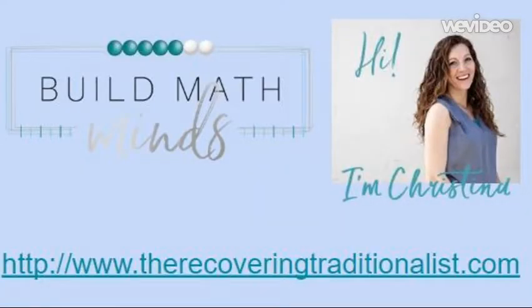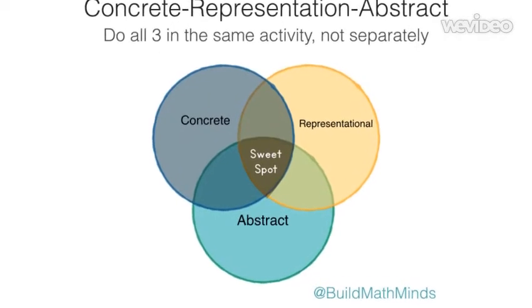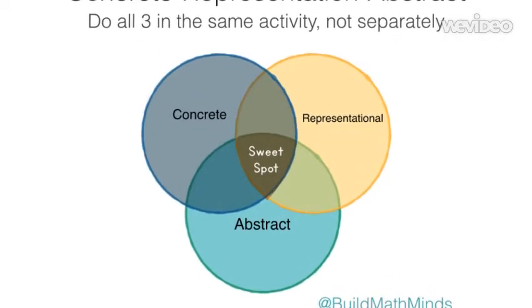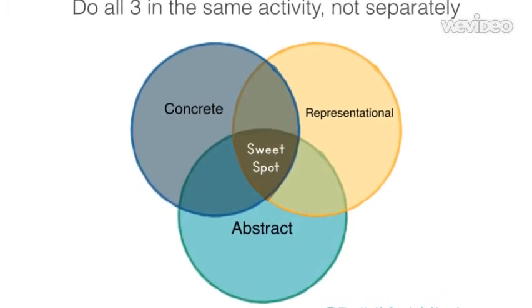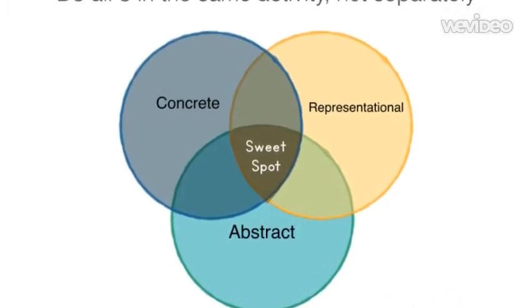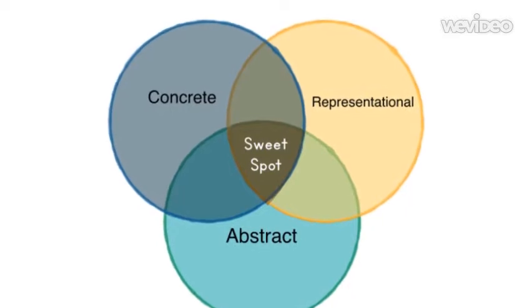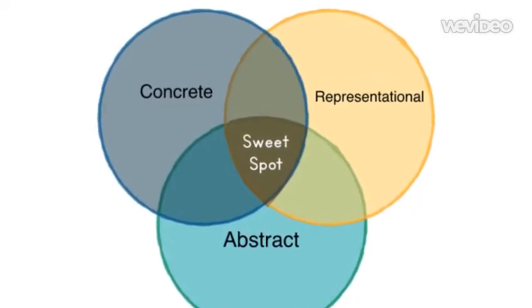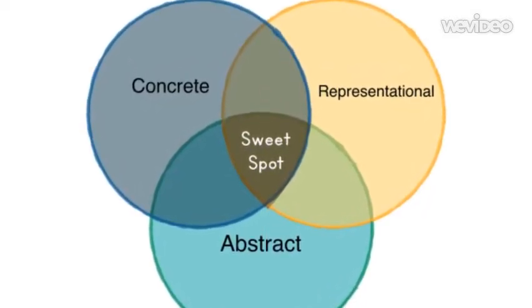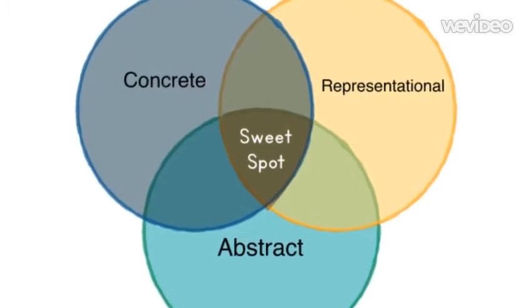Christina, who is in charge of the Build Math Minds professional development experiences for teachers, uses the CRA model in a different way. Instead of looking at it as a linear path where you start with C and move all the way to A, you're looking at mathematics and trying to find that sweet spot. If you can do all three of the CRA in the same activity, students are going to be able to make a better connection between the concrete, the abstract, and the representational.